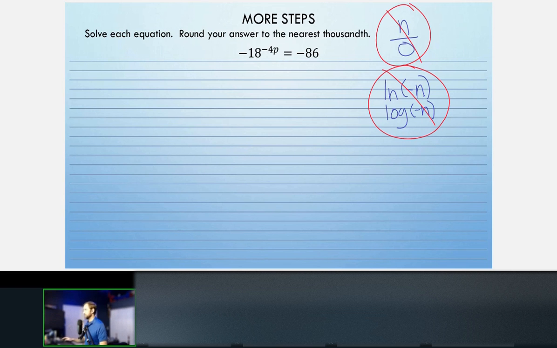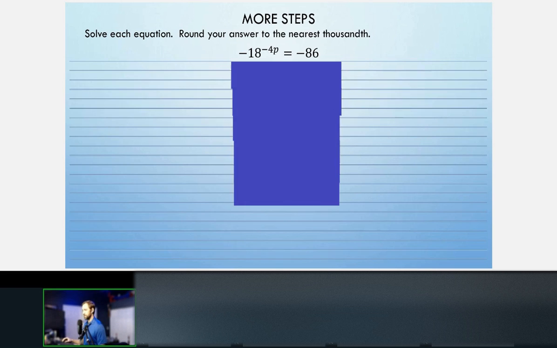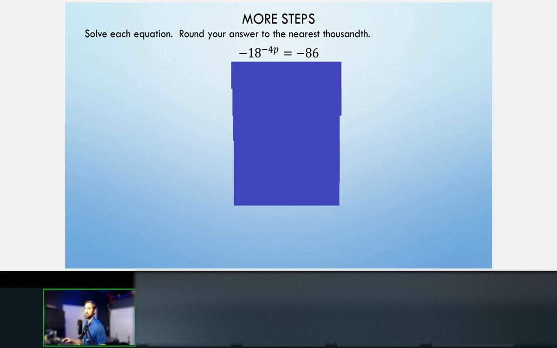We have to make those bases, the 18 and the 86, both positive. So Enzo said, can we just divide everything by -1? And yeah, we absolutely can. So we want to divide both sides by -1, or just divide by negative, same thing basically. And look, now they're both positive. Now everyone quickly do that and tell me what you get.